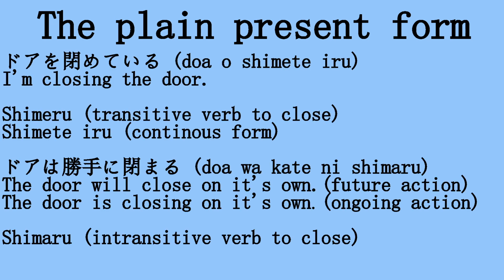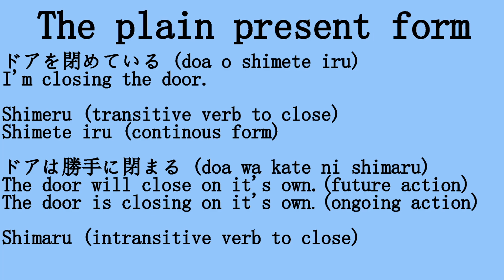If I'm in the process of closing a door, I would say doa o shimete iru. I'm closing the door. Shimeru is a transitive verb for to close. Shimete iru is the continuous form of shimeru. If it's an automatic door or a door that has a counterweight so it closes on its own, you say doa wa katte ni shimaru. The door will close on its own. But it also can mean the door is closing on its own.